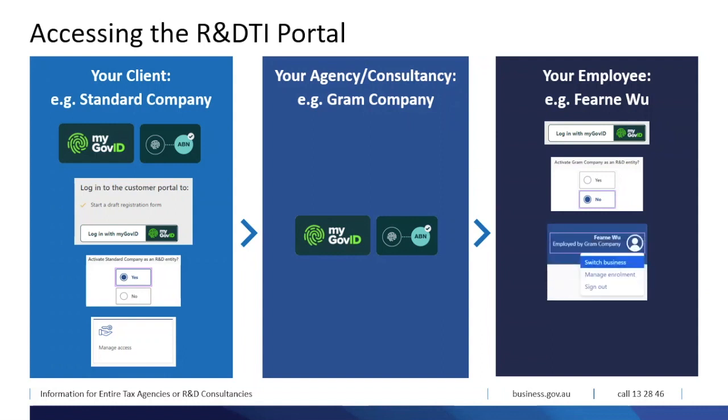Then we will enter the system as an employee of Graham Company, in other words, as an employee of your agency or consultancy. What the individual then needs to do is to select Switch Business, and from the menu they are presented with Choose Your Client's Company, in this case Standard Company. Once this is done, the identity of the user in the portal will reflect their role.